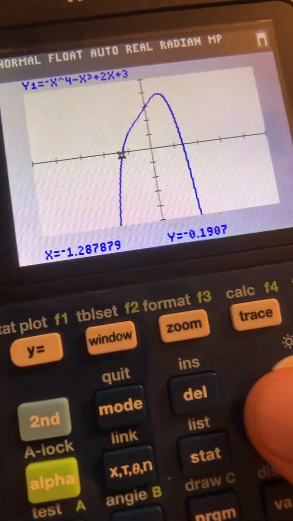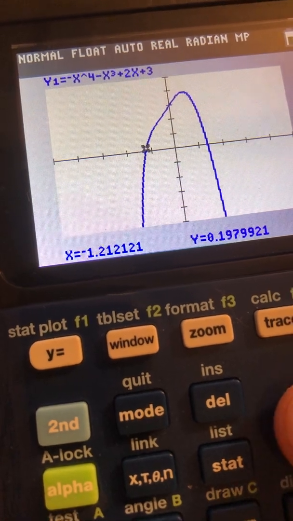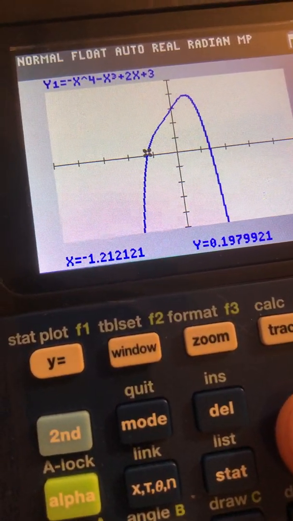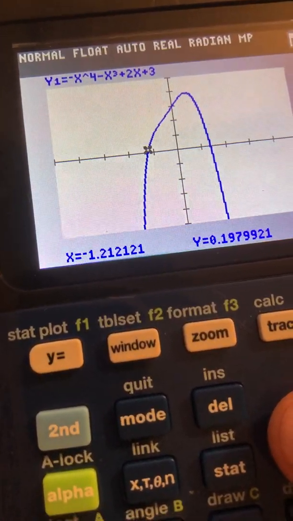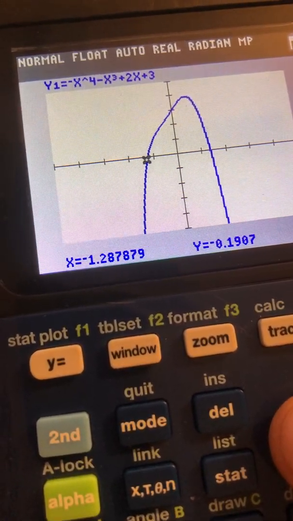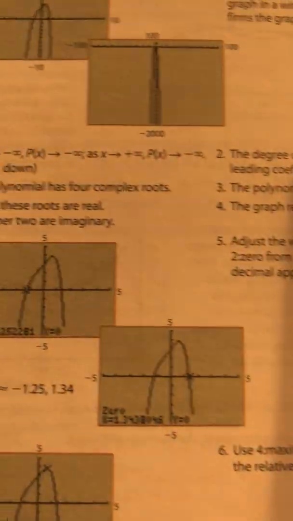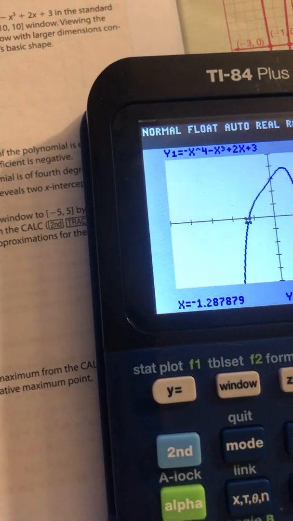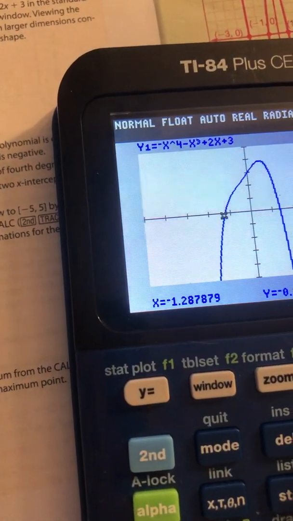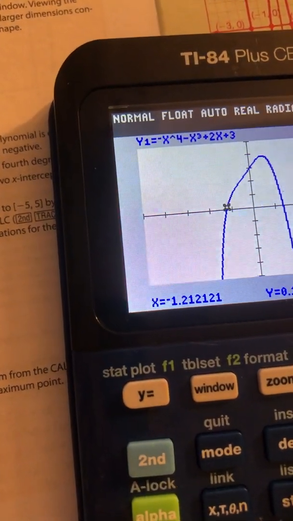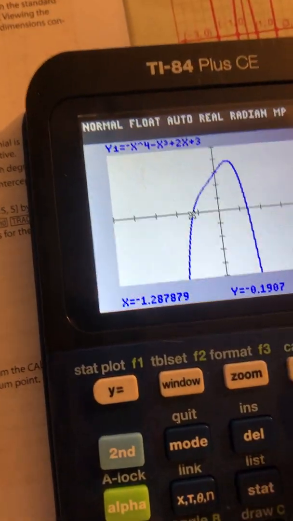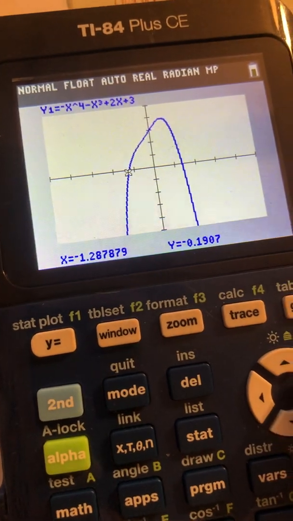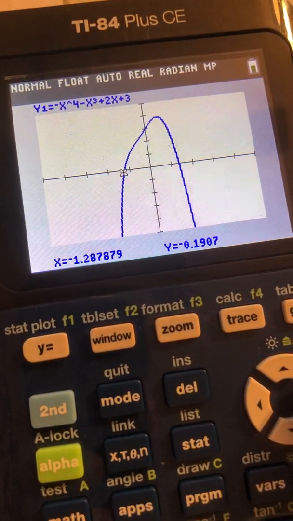Ours skips and goes from negative 1.21 to negative 1.28. If you'll notice, their scale says 1.25. You can just write anywhere between, like you can just say between 1.21 and 1.28, and that will be just fine, because for some reason our calculator will not put that in. I don't know why, it just skips right over it.